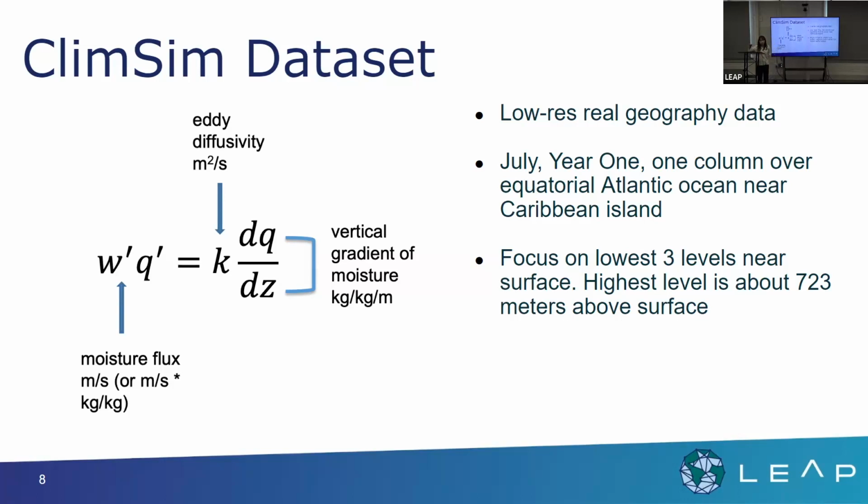And then I focused just on the lowest 3 levels in the atmosphere, so 723 meters above the surface and below, because that's where I found, when I was mapping out the moisture, that it was most abundant. And so I was hoping to find an equation kind of like this with my equation discovery, where W prime Q prime is the moisture flux, that's what we're trying to predict. And then dQ dZ, that is what we're inputting into the model. That is the vertical gradient of moisture, or how moisture changes throughout the vertical movement in the atmosphere. And then I was hoping to find this eddy diffusivity constant using equation discovery.